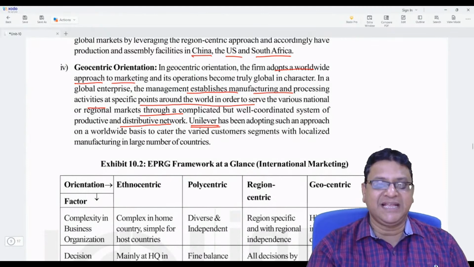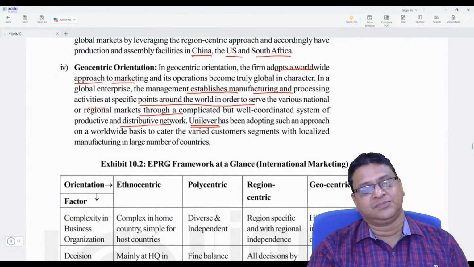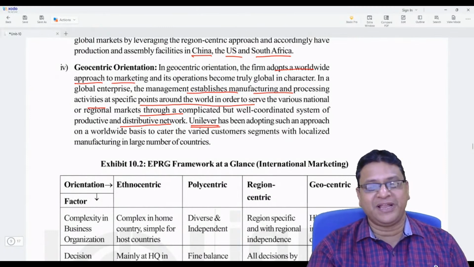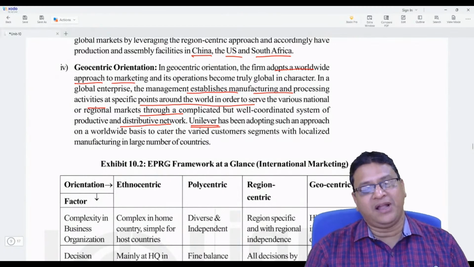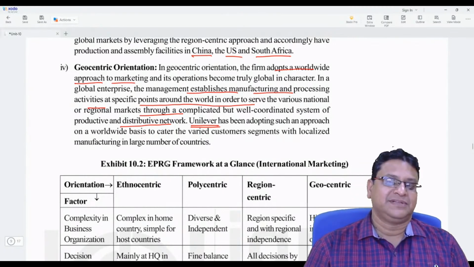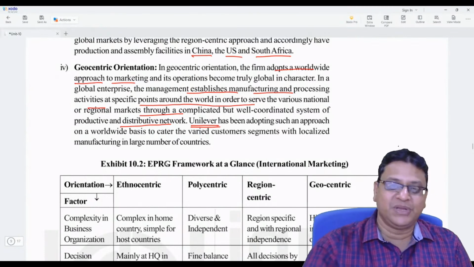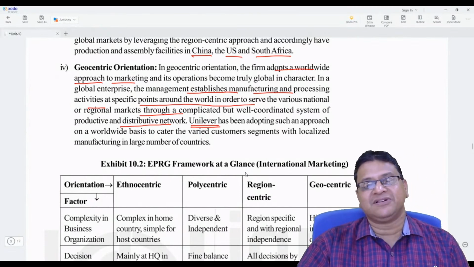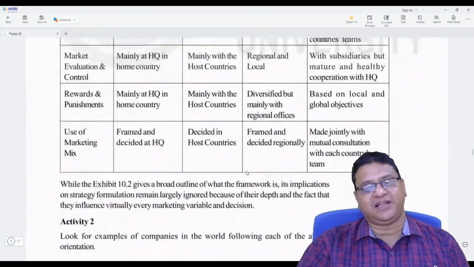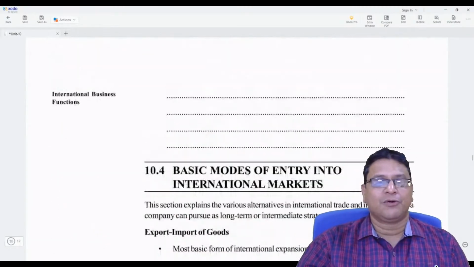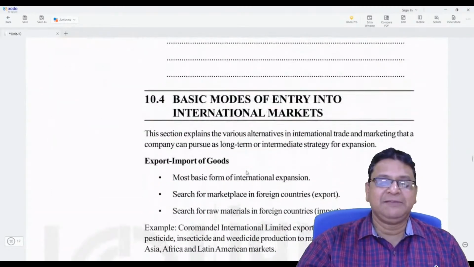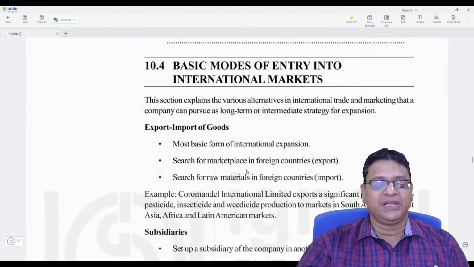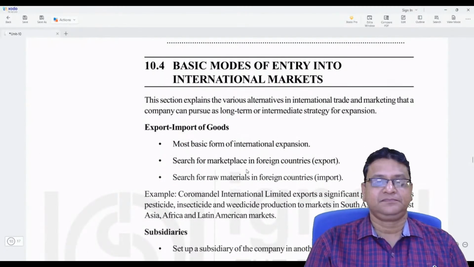Apple is designing its mobile handset for the entire globe, not for one country, not for a group of countries, but for the entire world. That is known as geocentric orientation of doing international business or international marketing. So combinedly, this is known as the EPRG model of doing international business.